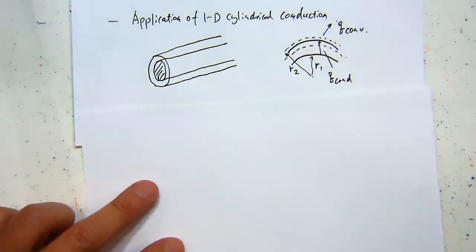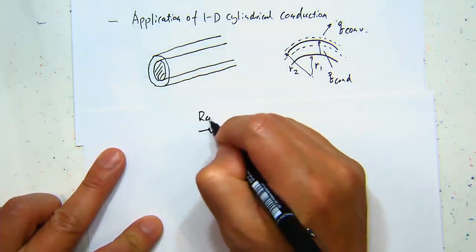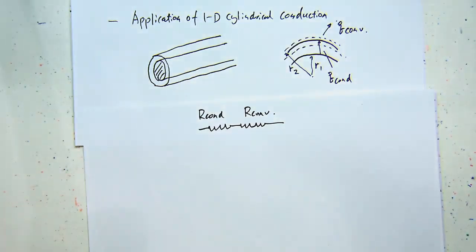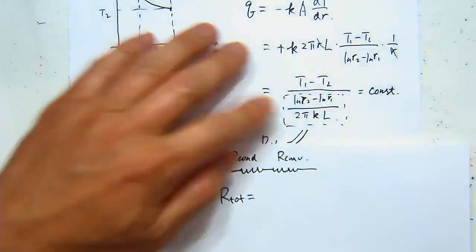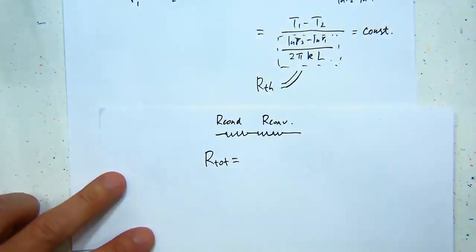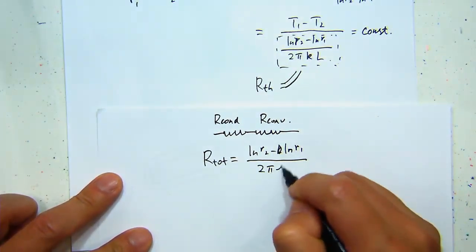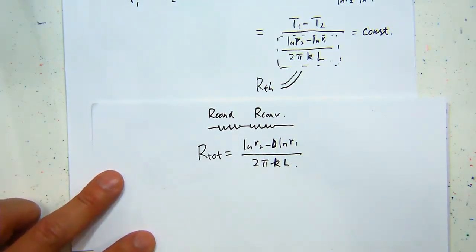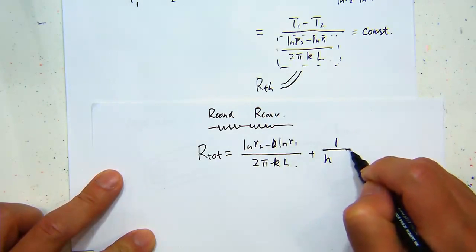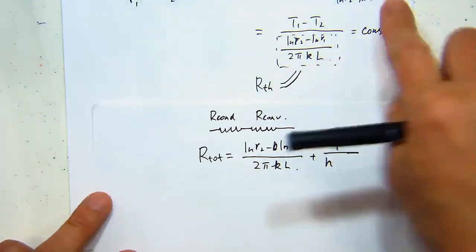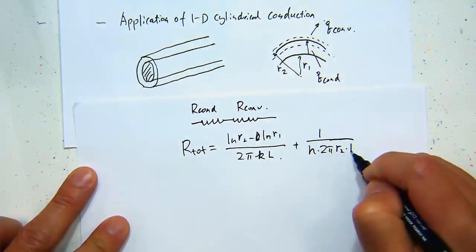We can use the simple thermal resistance concept to describe that. Then we have the conduction and the convection, only two for this case, and the total equals the sum of them. The conduction, we can borrow the equation we derived just now. So that's ln R2 minus ln R1 over 2 pi K L. And the convection is one over the heat transfer coefficient times the area. That area is the outer surface area corresponding to R2, so that should be 2 pi R2 times the length.